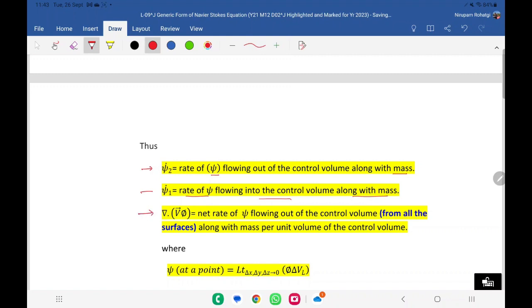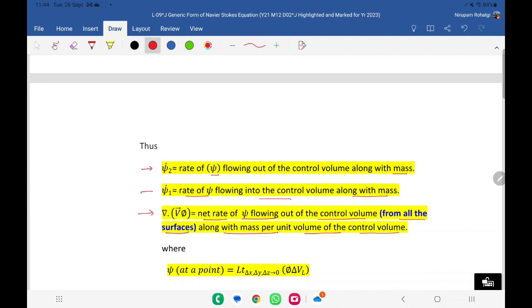Okay. So divergence of v phi. Now you recall that this term we have come across. Divergence of v into phi is actually the net rate of psi flowing out of the control volume from all the surfaces along with mass per unit volume of the control volume.